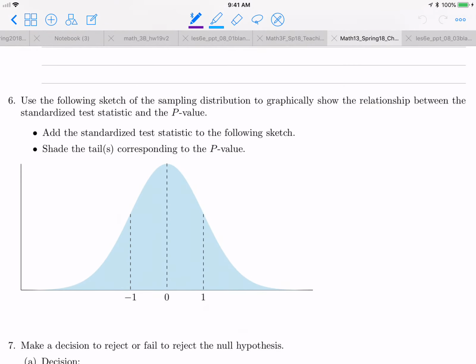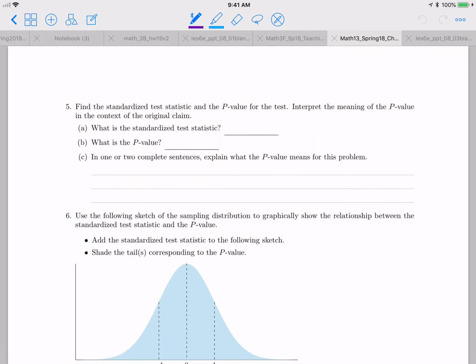Okay. And now find the standardized test statistic. We found the standardized test statistic. It was t equals negative 2.3333. What is the p-value? We found that 0.02617811526. One or two complete sentences explain what the p-value means for this problem.